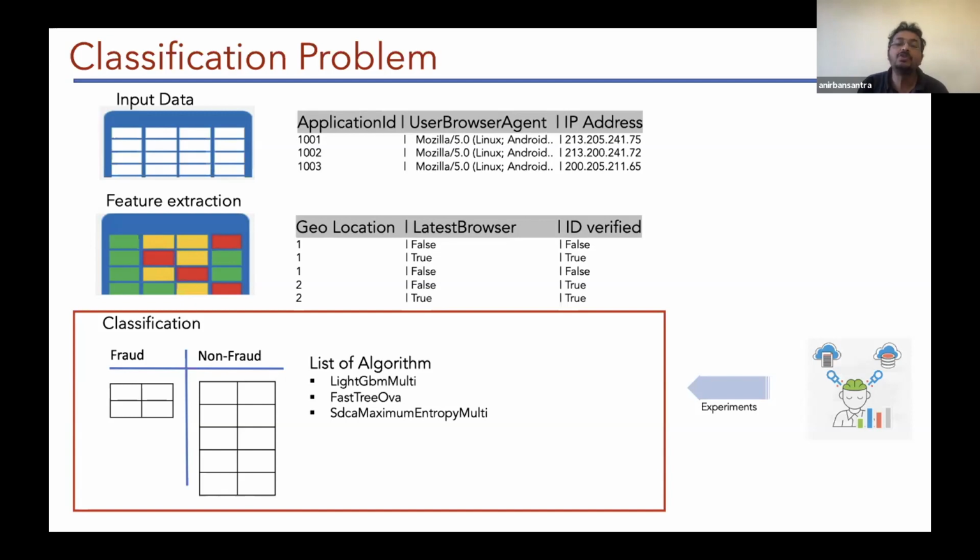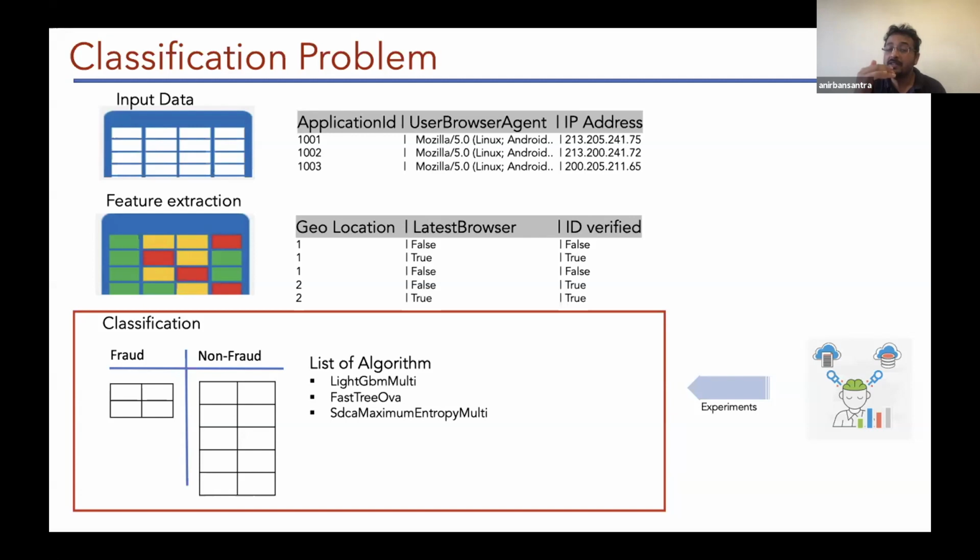Again, there is a list of algorithms. Those algorithm names I have taken from the Microsoft provided framework, but similar algorithms are available in every language. So LightGBM multi and FastTree OVA, those kinds of algorithms are there, but which algorithm are we going to use?